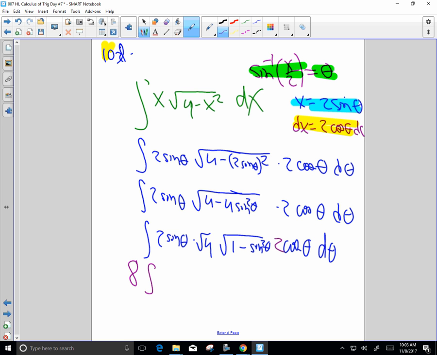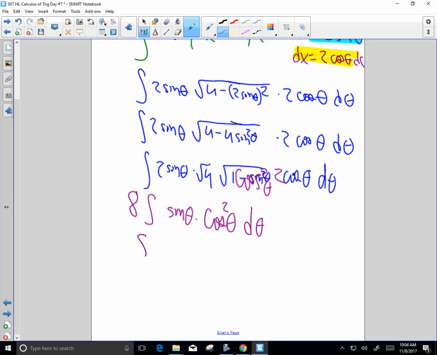Sine theta times, what is this? 1 minus sine squared, what is that? Cosine squared theta. What's the square root of cosine squared theta? Cosine theta times cosine theta d theta. So that boils down to 8 sine theta cosine squared theta d theta. More commonly written would be 8 cosine theta squared sine theta d theta.